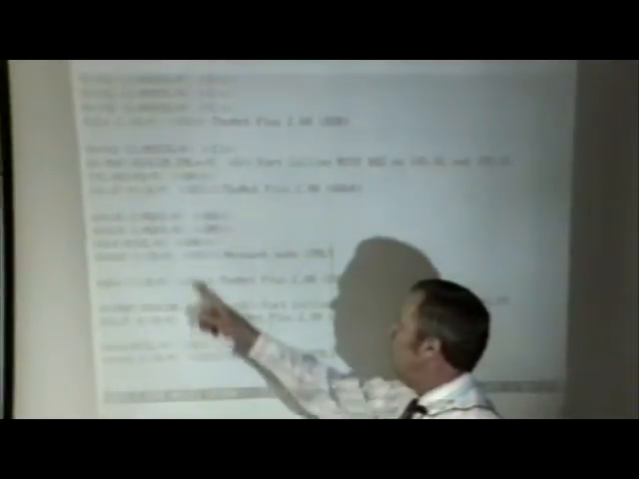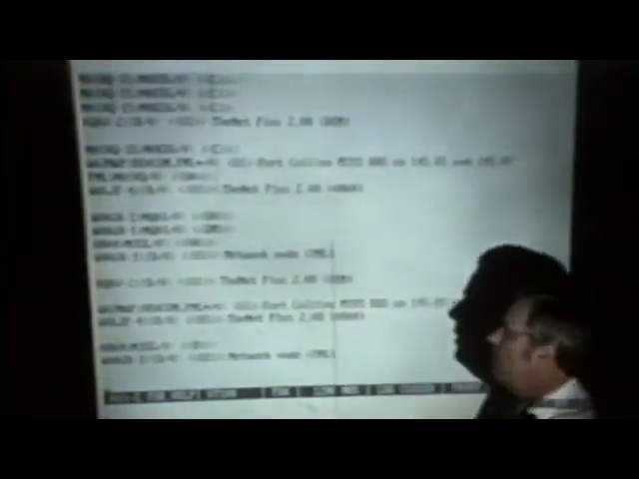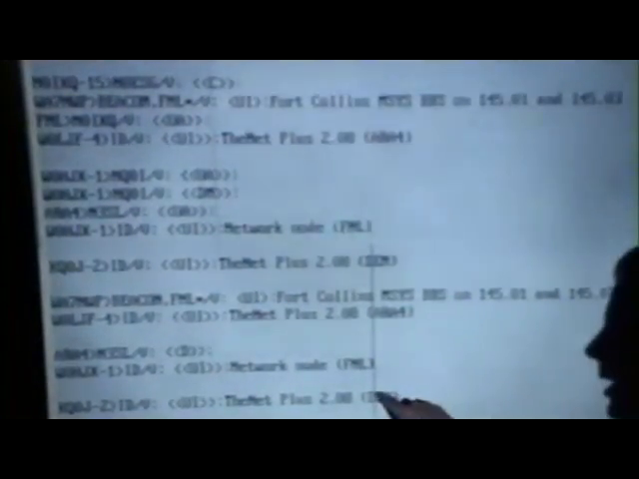See, I have the monitor on here. Recognize DMs and UAs and UIs. Here's a network node, F and L. KQ0J-2 just ID'd. That's the node Denver. That's the alias. I can connect to KQ0J-2, or I can connect to DEN.